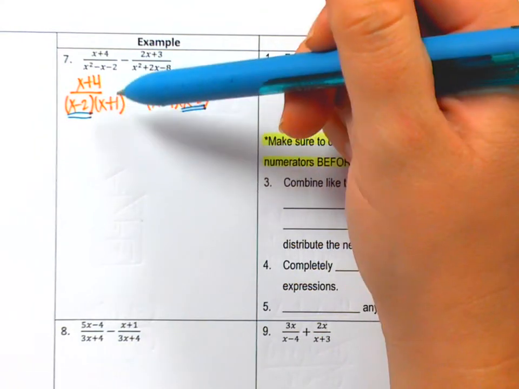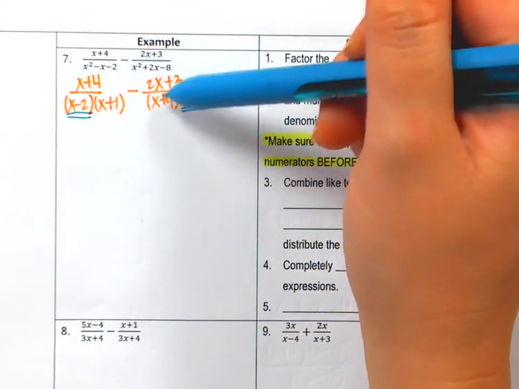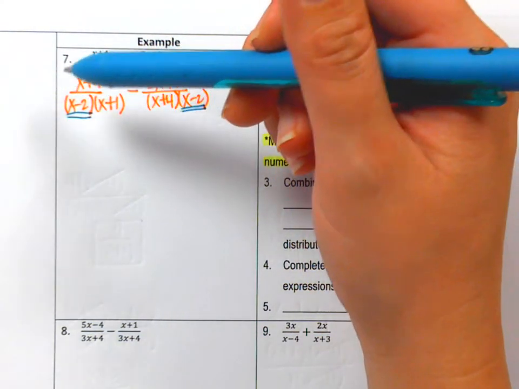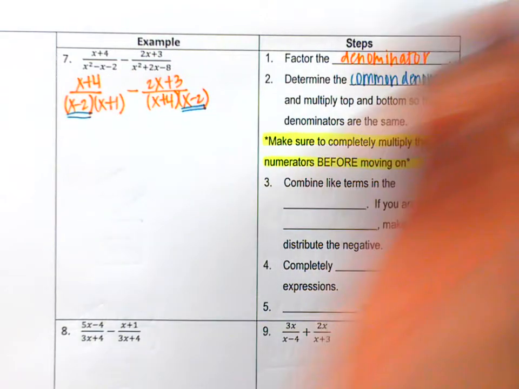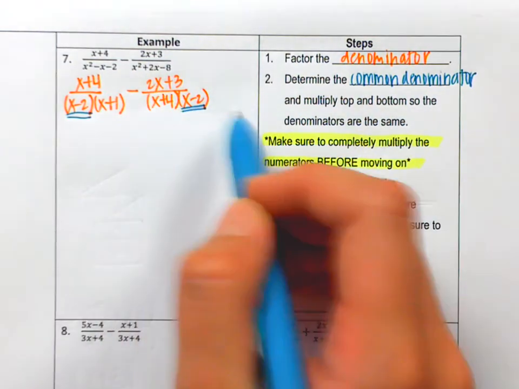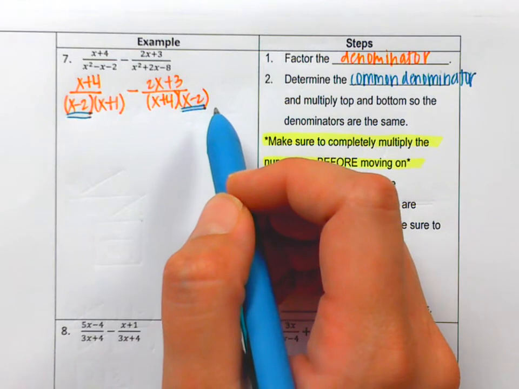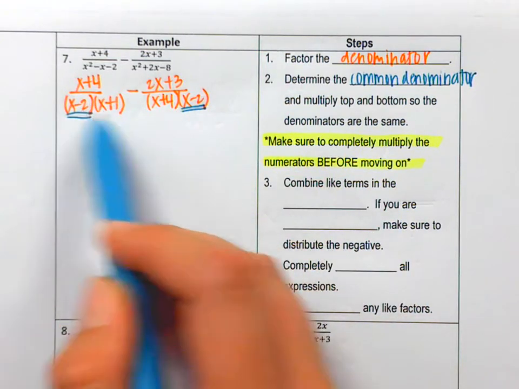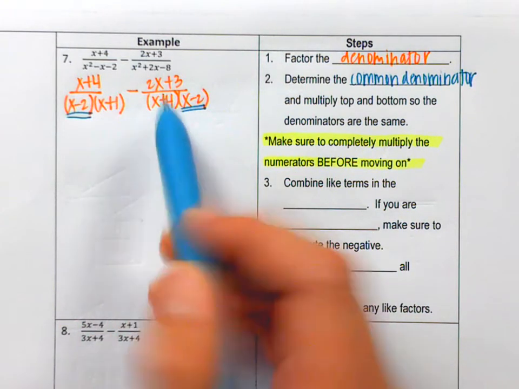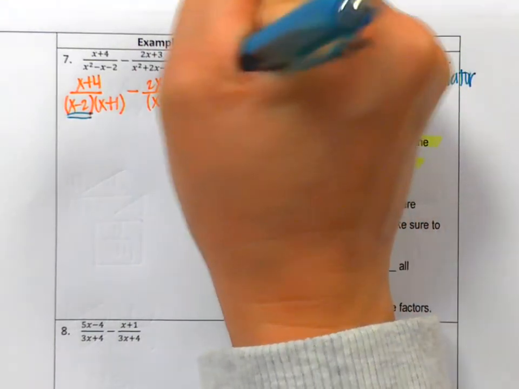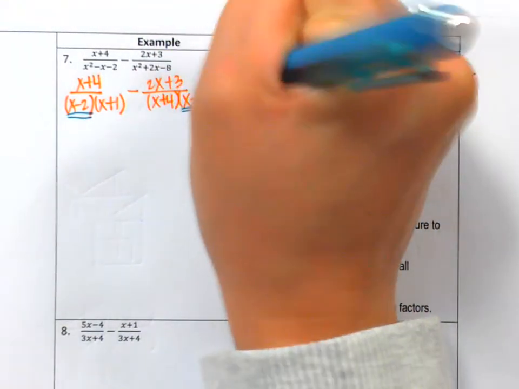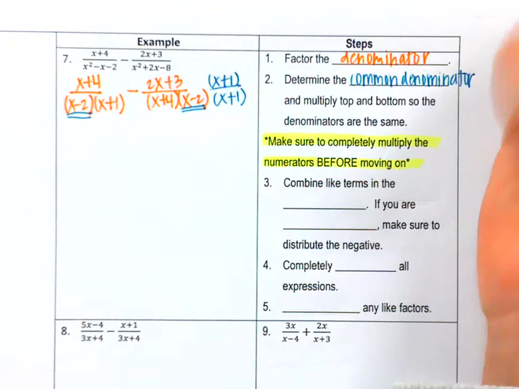But this one has an x plus 1, and this one doesn't. And this one has an x plus 4, and this one doesn't. So what we need to do is get the denominators exactly the same. We can't take away stuff, so we're going to add stuff. This has an x plus 1, so this one also needs an x plus 1. So I'm going to multiply the top by x plus 1 and the bottom by x plus 1.